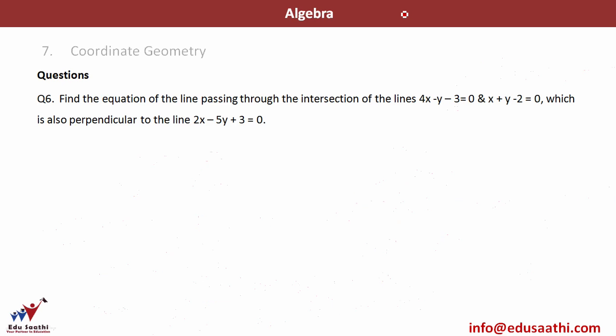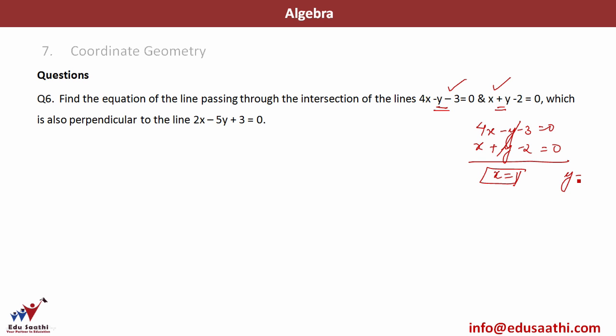Let's look at another question. Find the equation of the line passing through the intersection of this and this, which is also perpendicular to this line. So that means I first need to find the point of intersection. So if I look at these, 4x minus y minus 3 is equal to 0 and x plus y minus 2 is equal to 0. If I add them up, y cancels out. It will be 5x equal to 5, x is equal to 1. If I put it back in any of the equations, I will have y is equal to 1.